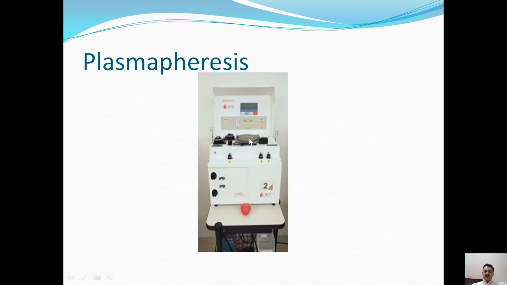This is a typical plasmapheresis machine. We put a double lumen catheter in the patient. Blood comes from here. It's centrifuged over here, and continuously it is infused back to the patient.